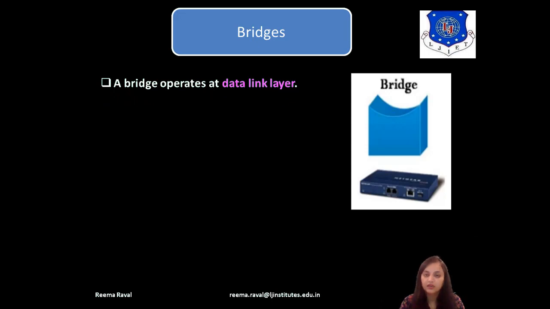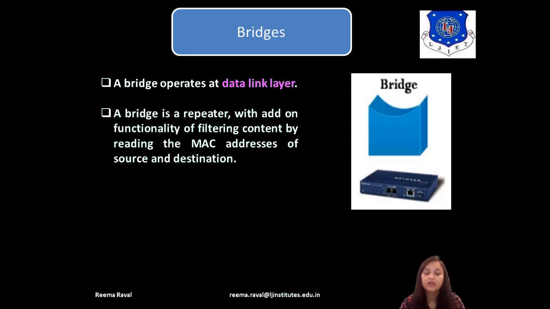So as we have seen, the bridge operates at the data link layer, and as the name suggests, a bridge connects the different connecting devices. It is basically a repeater with add-on functionality of filtering content by reading the MAC address of the source and destination. That means bridges read the MAC, that is the physical address of the devices, and according to that it connects the network for transmission of the data.